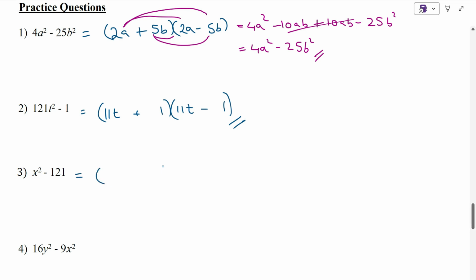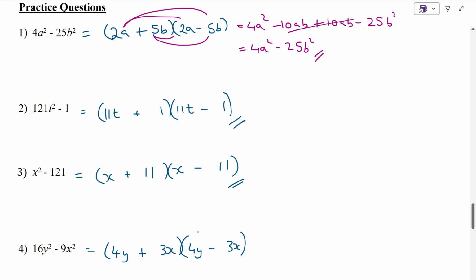Third one. This one's a bit easier. Plus and a minus. Square root of 121 is 11. And our last question here. Got 4y, 3x, 4y, 3x, plus and a minus, and there is our difference of two squares.